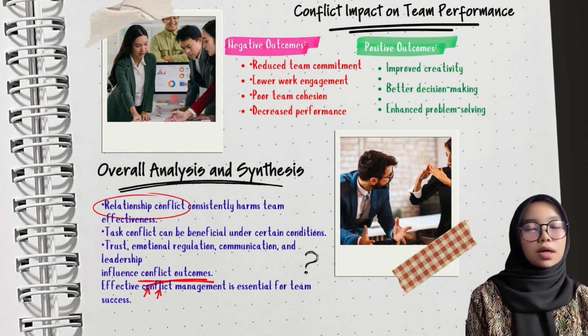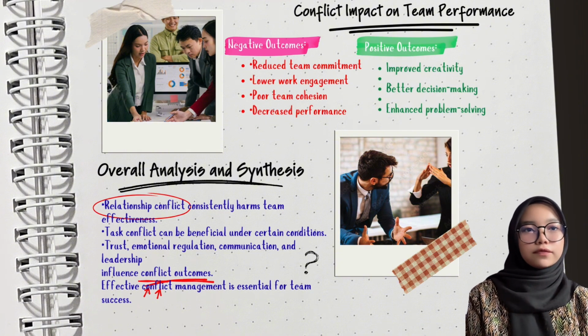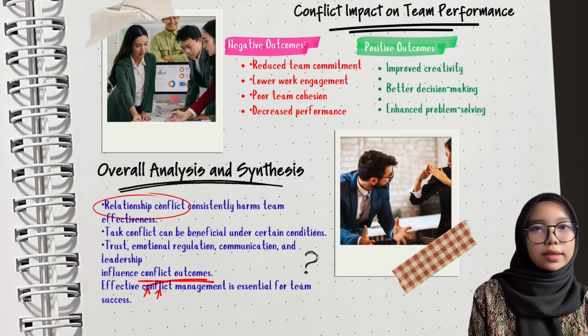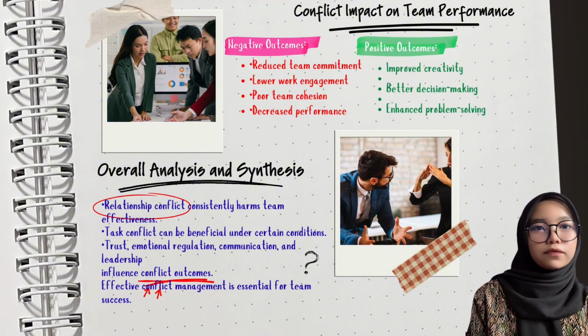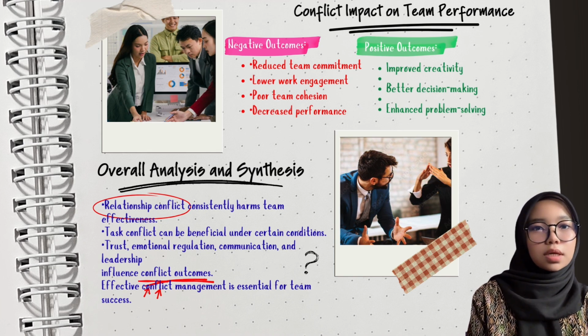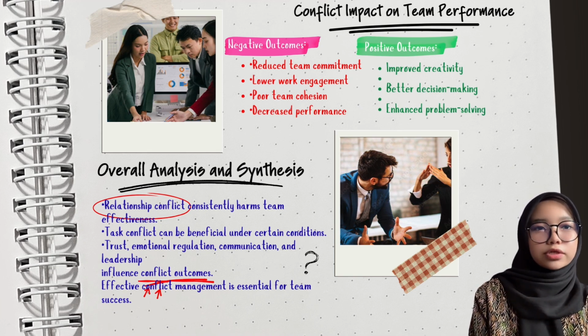So next, I will discuss how team conflict affects team performance and effectiveness. The literature shows that team conflict can have both negative and positive effects, depending on how it is managed. Most studies report that relationship conflict produces negative outcomes for teams. Relationship conflict often involves personal disagreement, tension, and emotional issues between team members. This can reduce team commitment, lower work engagement, weaken team cohesion, and ultimately decrease overall performance.